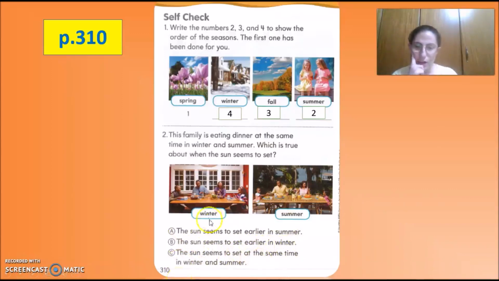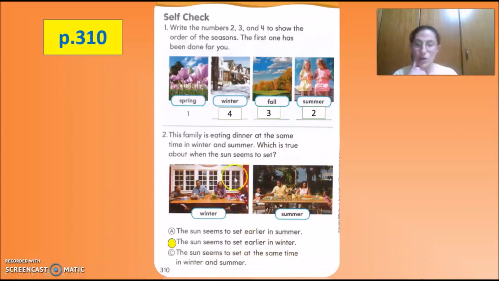Let's think together. Is it A, the sun seems to set earlier in summer? Is it setting earlier? No, so A is incorrect. B, the sun seems to set earlier in winter? True, it is correct. C, the sun seems to set at the same time in winter and in summer?